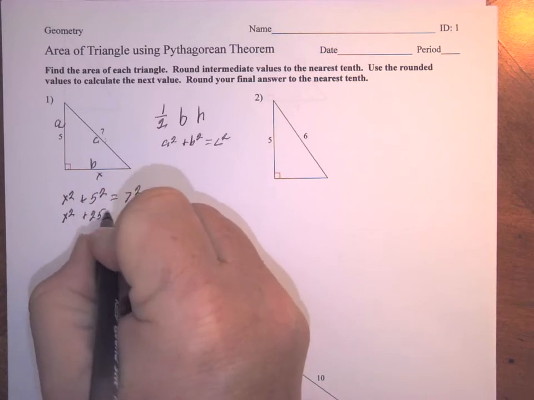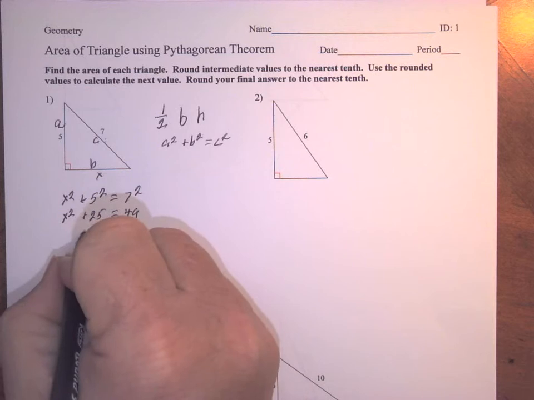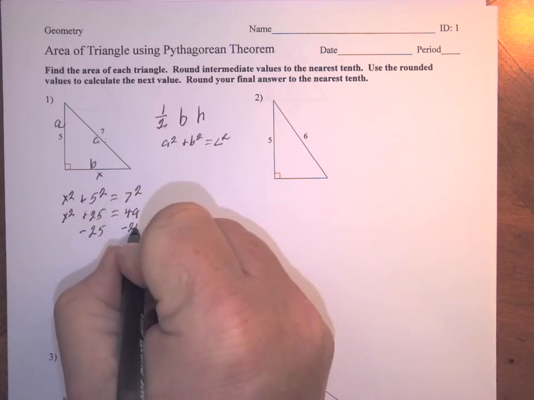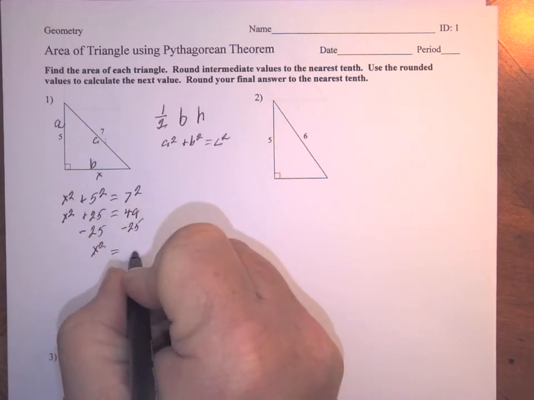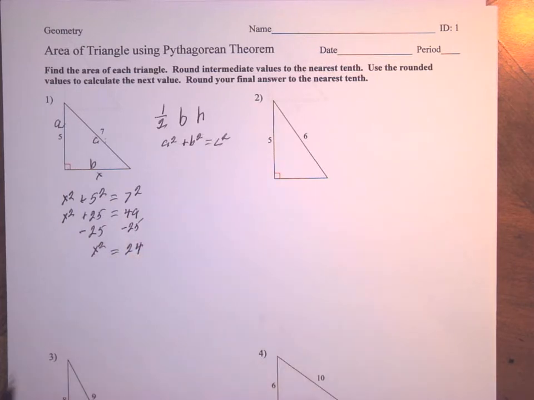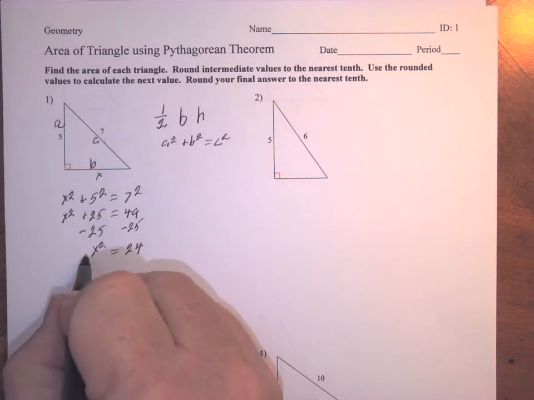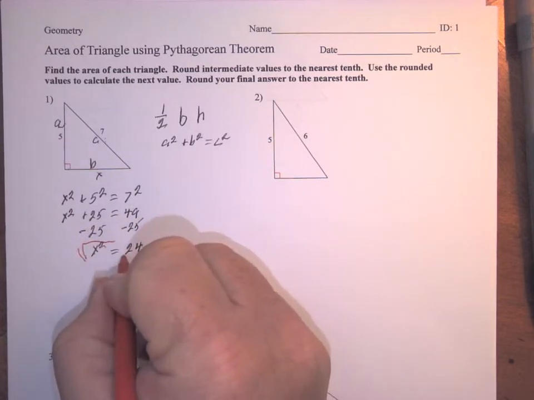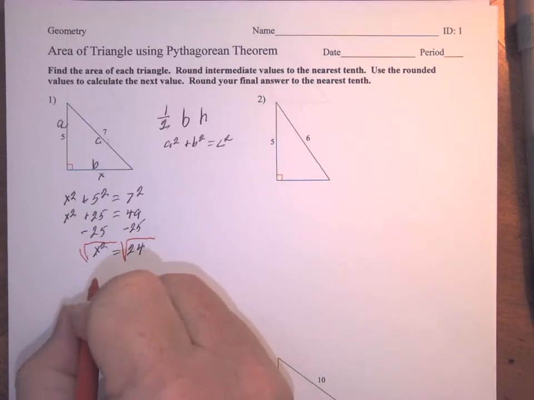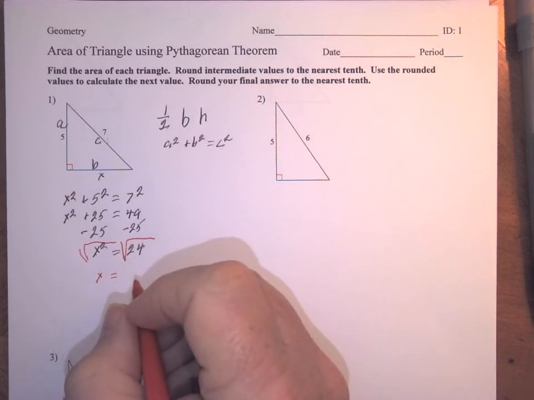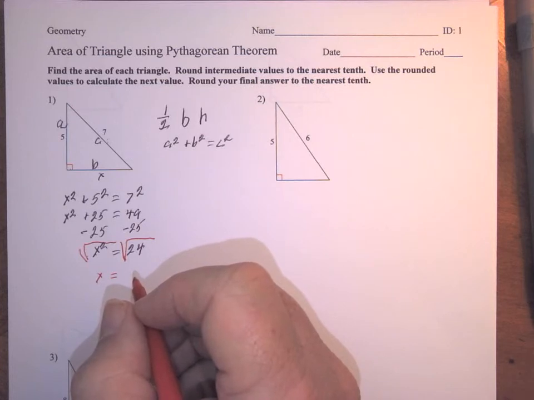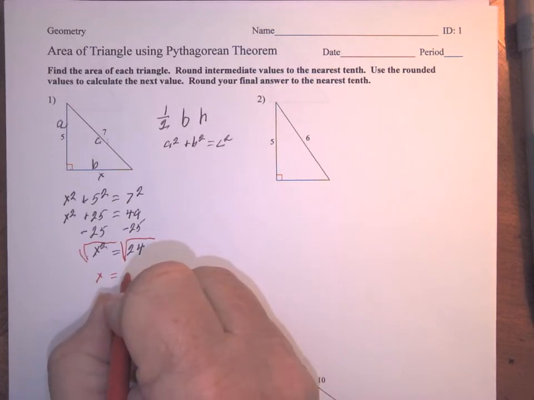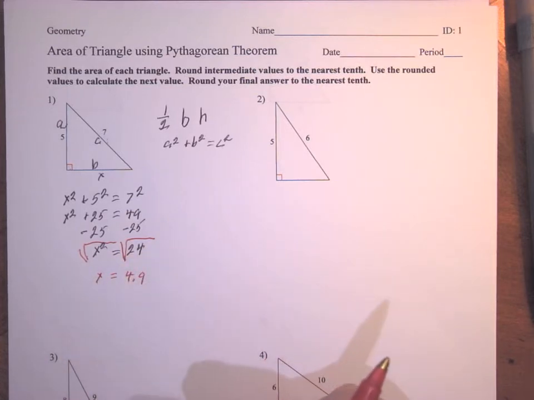If we take the math out, we've got x squared plus 25 is equal to 49. And we're going to get our variables all on one side. So we're going to subtract 25 from both sides, and we end up with x squared is equal to 24. Okay? Now, to get x, which is what we're looking for, we're going to take the square root of x squared, and we're going to take the square root of 24, and we end up with x. The square root of 24 is 4.9. Okay.